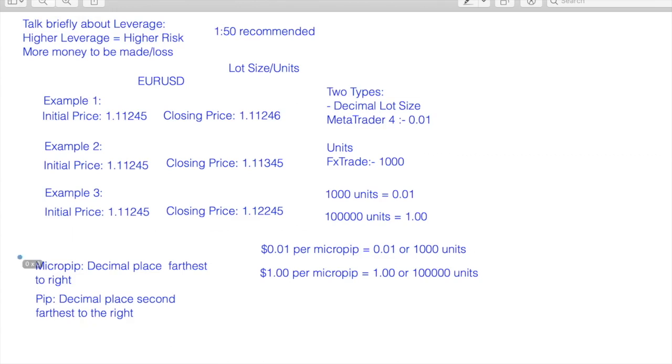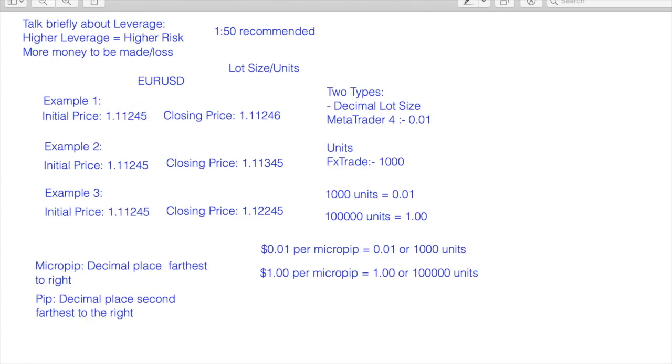To start off, a micropip is the decimal place in the price furthest to the right. That would be the number 5 right here. This is the micropip decimal place. And a pip is simply the number to the left of that, the 4. Normally when you're calculating decimals, you start from the left, so the 1 here is the first place, then the 1 right here is the 10th place, then 2 is the 100th place, 4 is the 1000th place, and 5 is the 10,000th place.